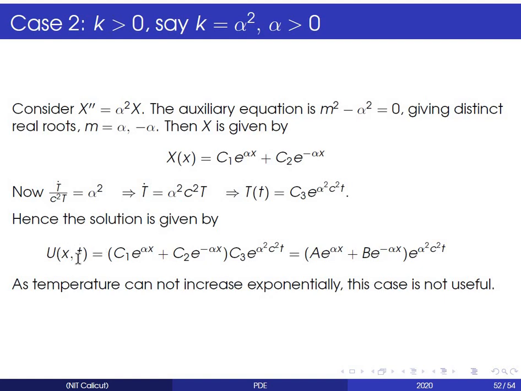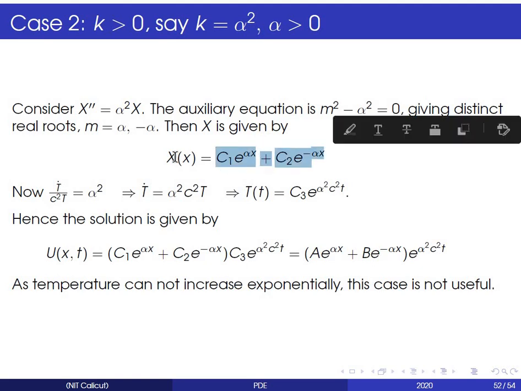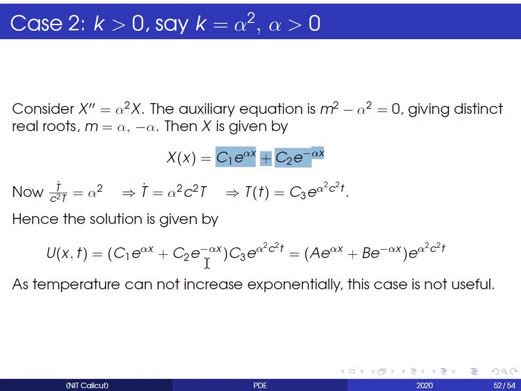Therefore the solution is going to be u(x,t) is equal to c1 e raised to alpha x plus c2 e raised to minus alpha x, which is the solution for X of x. So you multiply X of x with the T of t. T of t is c3 into e raised to alpha square c square t. So c1 into c3 can be assumed as another constant, capital A. C2 and c3 are unknown, so they can be clubbed together to form the new constant B. So this is the solution in this case.